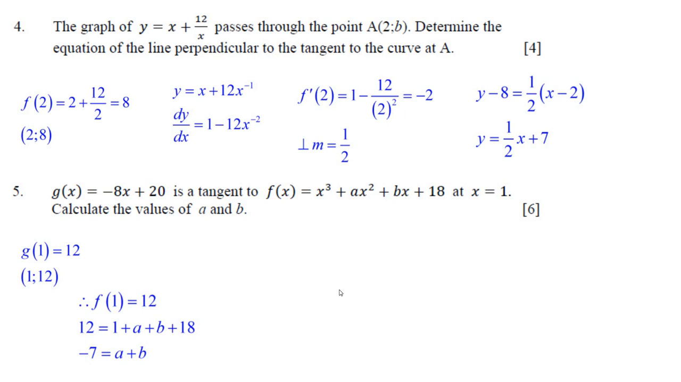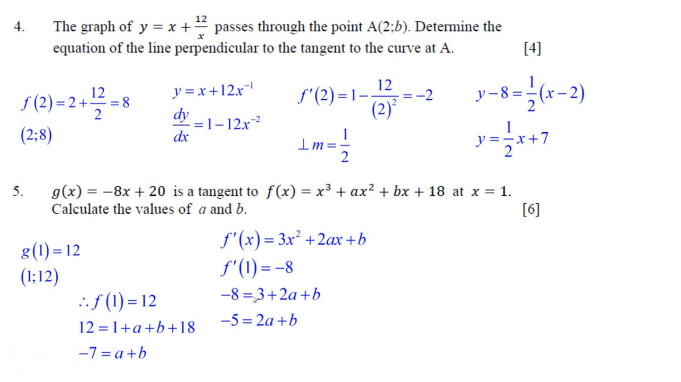There's one formula. But then we've got another formula. We could take the derivative of this thing. Let's just take the derivative: 3 times x, bring it down, 1. 2 times a is 2ax. 1 times b is b. 18, the derivative is 0. There's the derivative. But hey, we know at 1 the derivative is equal to minus 8, so we can build another equation.